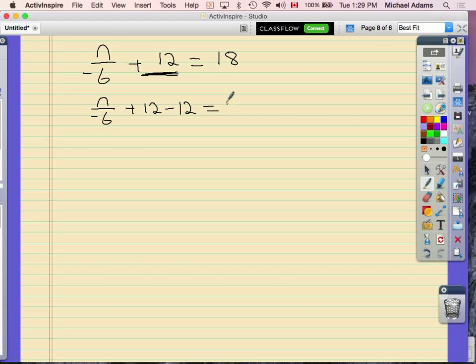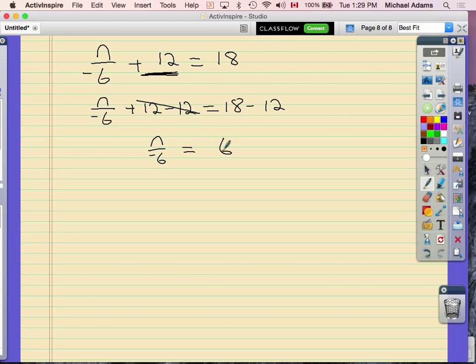What I do to one side, do to the other. So 18, take away 12. So let's go back to the left side. 12s cancel out. Leaves me with n over negative 6. And now let's simplify the right side. 18 take away 12. Well, that is simply just 6.